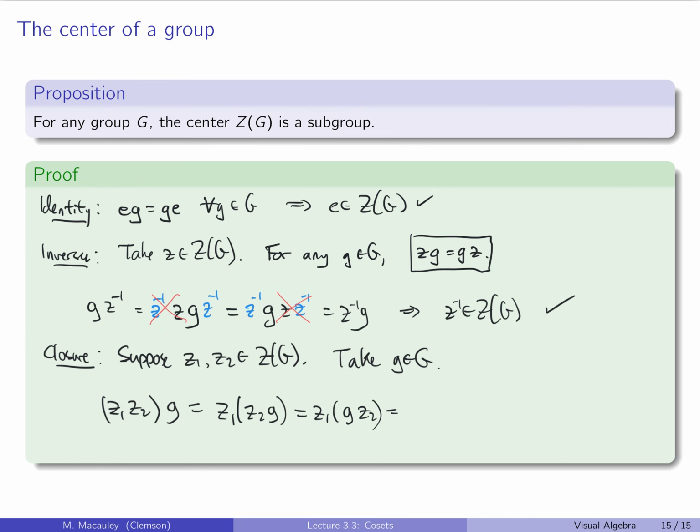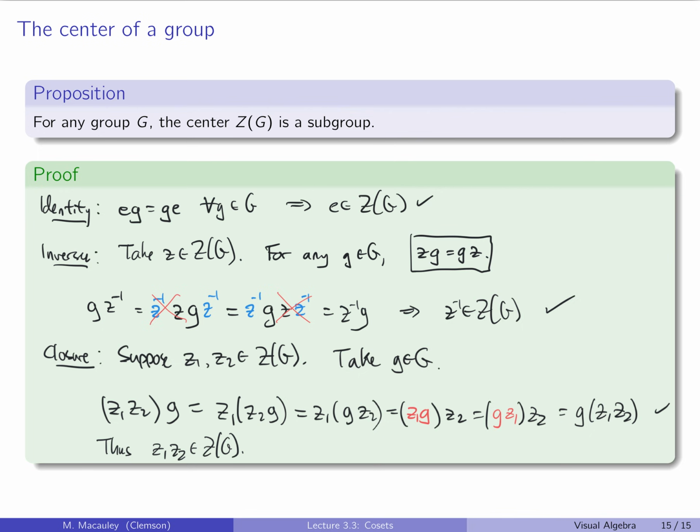Now I can use parentheses and associativity to write that this is Z1 times g. So I've just used parentheses here. Now I can write this as g Z1 times Z2, and now changing the parentheses around is g times Z1 Z2. And that's exactly what I wanted to show. So thus, Z1 Z2 is central.